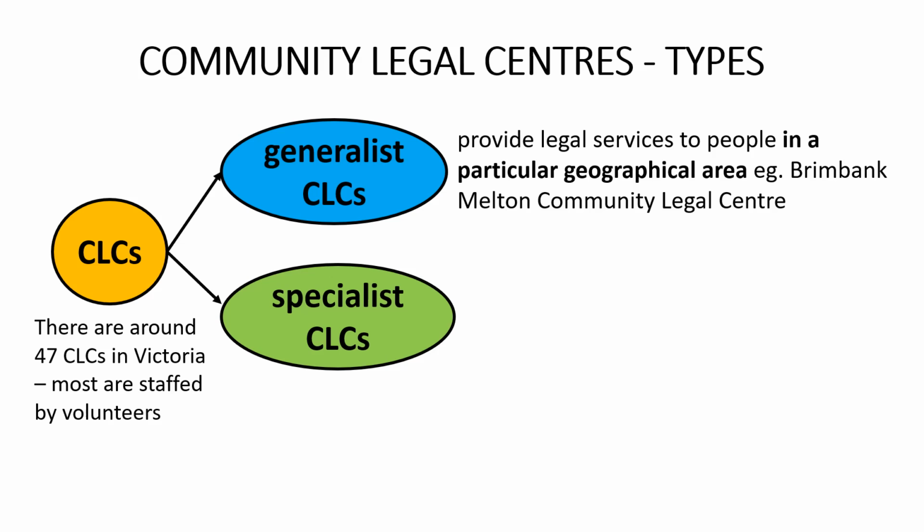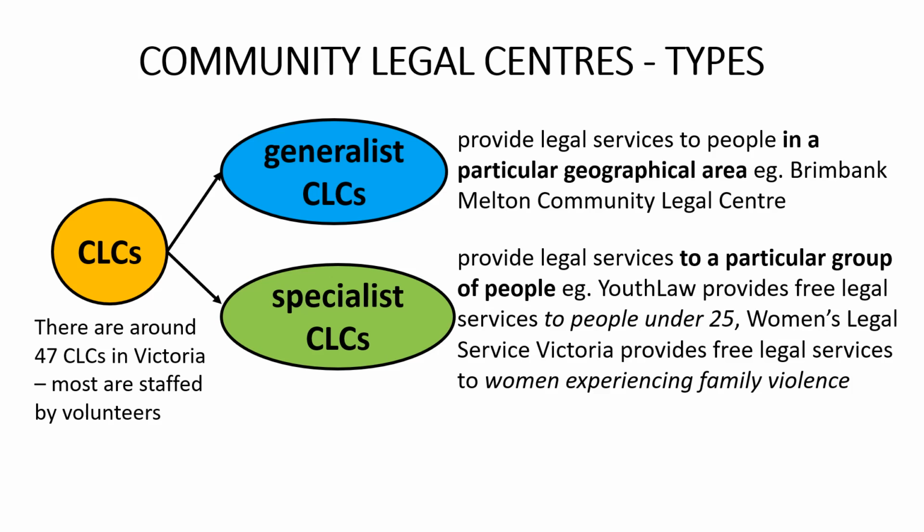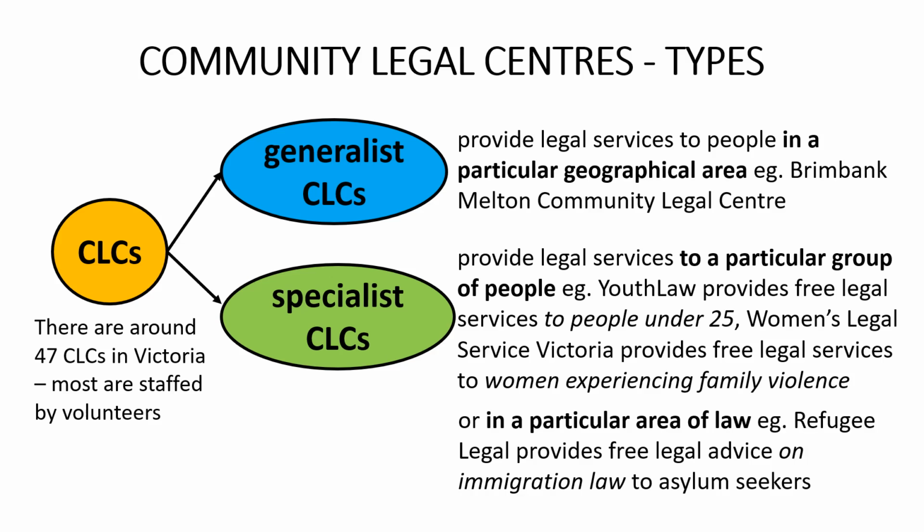The second kind of community legal centres is specialist community legal centres. A specialist community legal centre might provide legal services to a particular group of people. For example, Youth Law provides free legal services to people under 25 years of age, and Women's Legal Service Victoria provides free legal services to women experiencing family violence. Alternatively, a specialist community legal centre might provide legal services in a particular area of law. For example, Refugee Legal provides free legal advice on immigration law, a specific area of law that is relevant to asylum seekers.